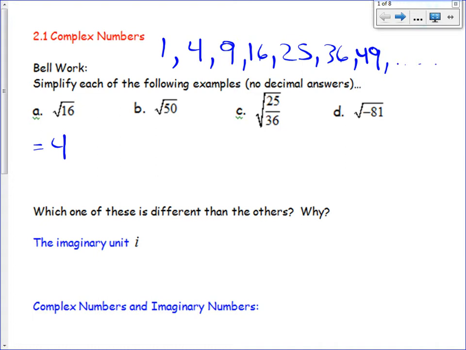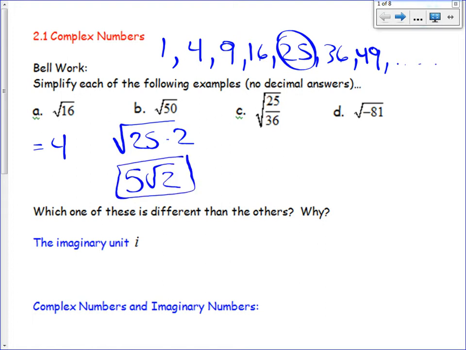For B, 50 is not a perfect square number. However, there is a perfect square number that divides 50. So we can rewrite the square root of 50 as the square root of 25 times 2. And the square root of 25 is 5, so this becomes 5 square root 2.